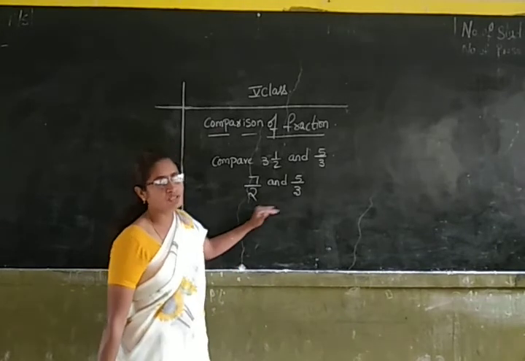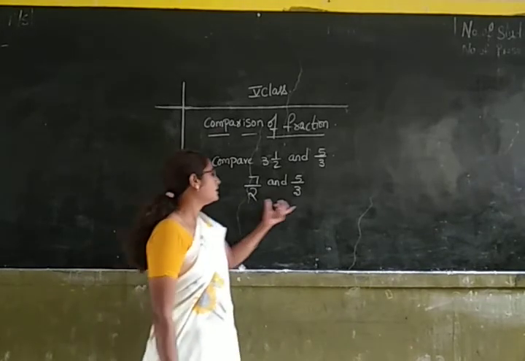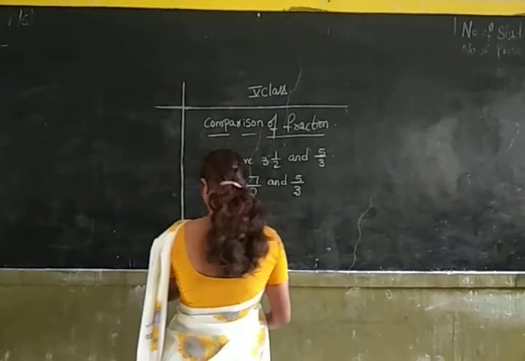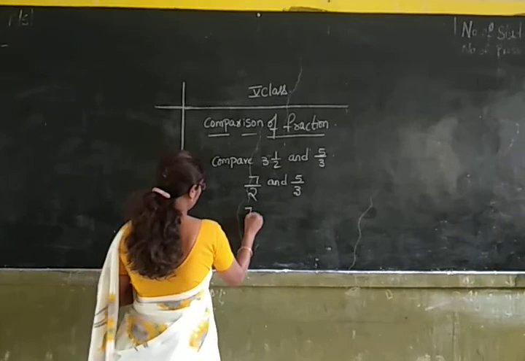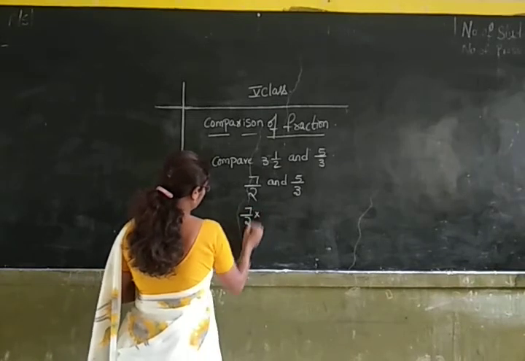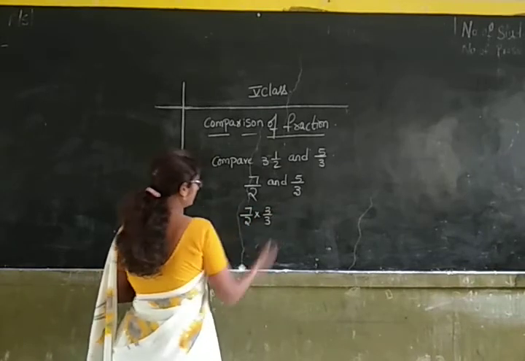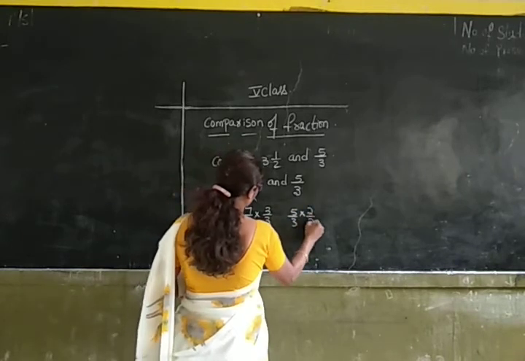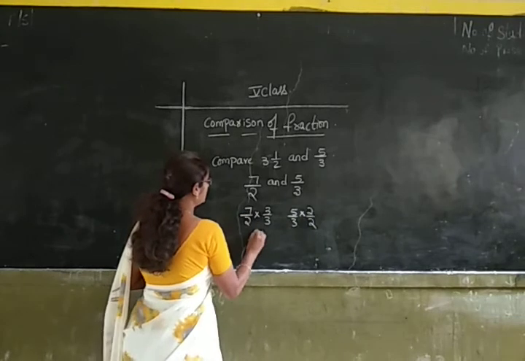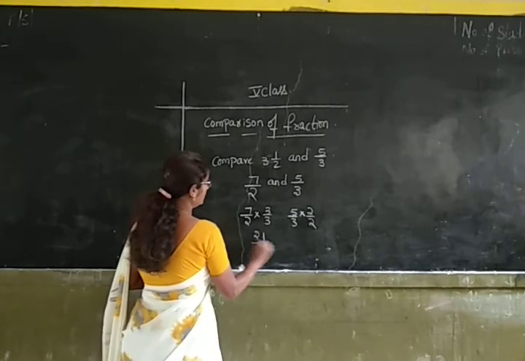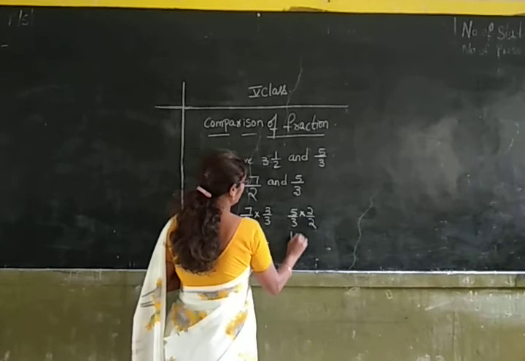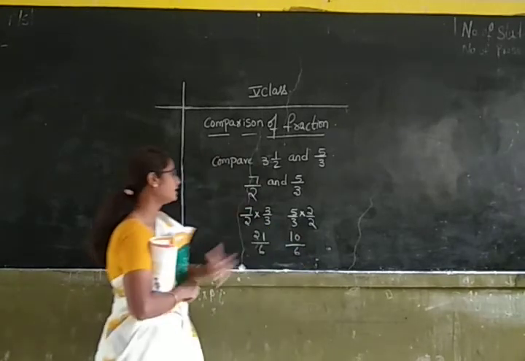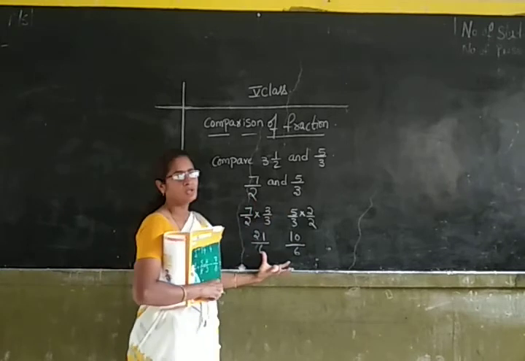Again for comparing these two fractions, we have to make the denominators same. So for making the denominators same, let us multiply 7 by 2 with 3 by 3 and 5 by 3 with 2 by 2. So 7 3s are 21, 2 3s are 6, 5 2s are 10, 3 2s are 6. So we have made the unlike fractions to like fractions.